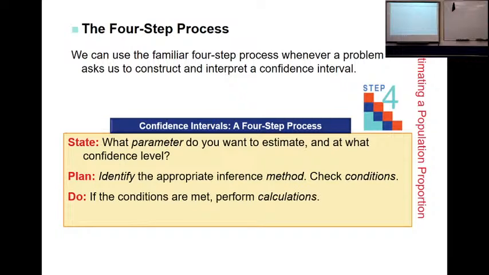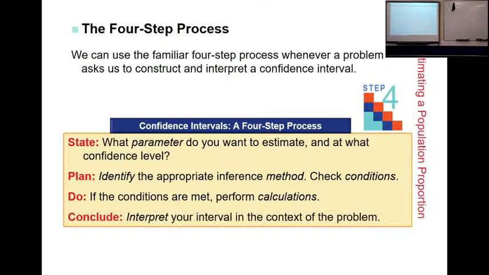Do the calculation. You're going to put in the formula, plug in your numbers, and then get out your interval. And finally, you're going to interpret that interval. We are this % confident that the actual parameter falls between these 2 values. That's the entire process. So we're going to do that entire process for this next example. Here we go.